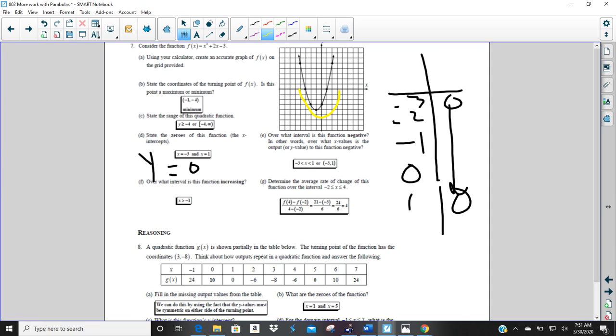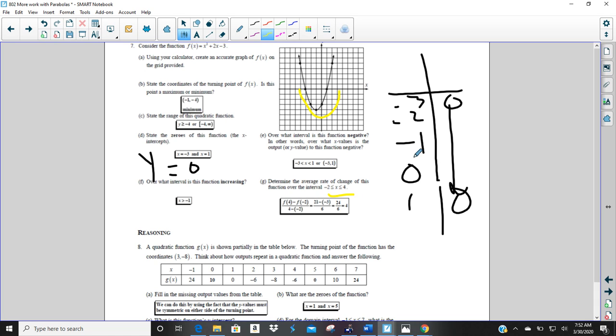Finally, G comes back to haunt us again. What's the average rate of change for this interval from -2 to 4? You just have to plug in the numbers. What is -2? 4 was 21. Wow. And -2 was -3. So when you put the numbers in and do your math, 24 over 6 is 4.